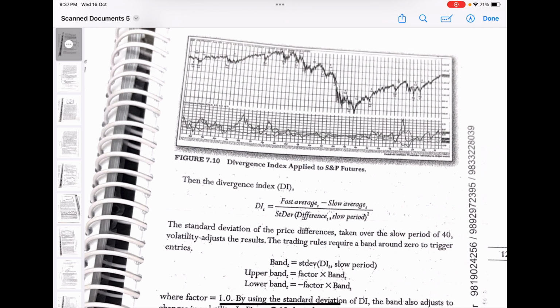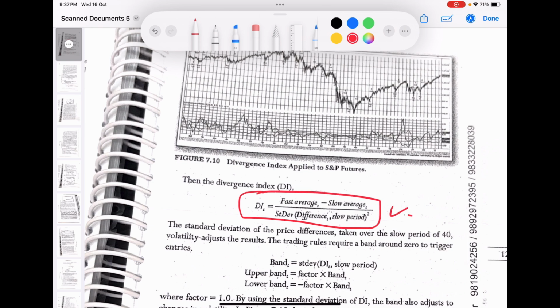Fast average minus slow average divided by the standard deviation of the difference multiplied by the slow period, bracket close, squared. You need to learn this particular formula by heart. How do you find the divergence index? If that's the question, what are you going to write? Fast average minus slow average divided by the standard deviation of the difference multiplied by slow period, bracket close, squared. It's that simple if you actually keep practicing it.